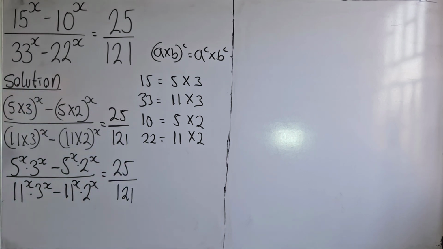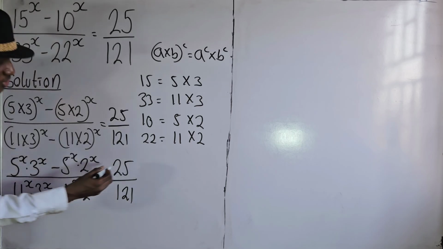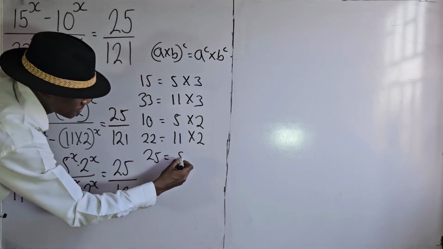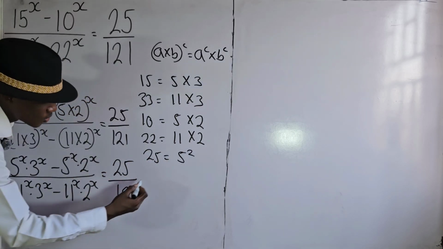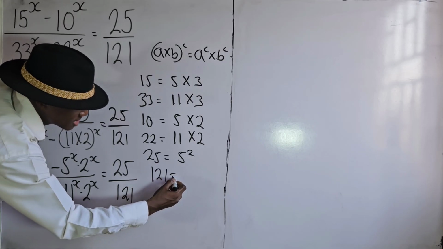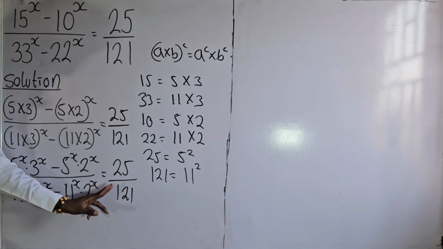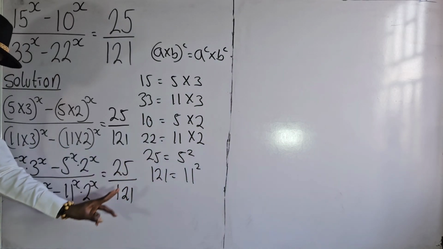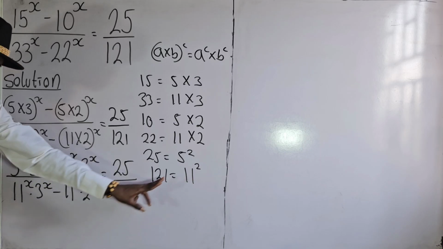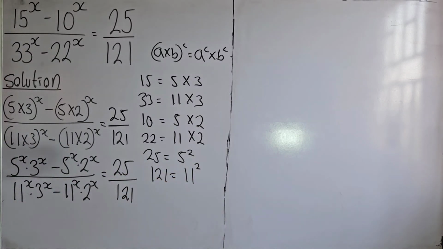Are you following? Okay, do not forget that 25 can be written as 5 raised to the power of 2. Also, 121 can be written as 11 raised to the power of 2, right? Okay, I'm going to apply this. I'm going to replace it here. 25 will be 5 raised to the power of 2. 121 will be 11 raised to the power of 2.